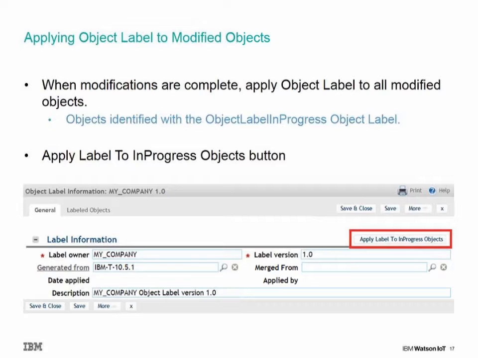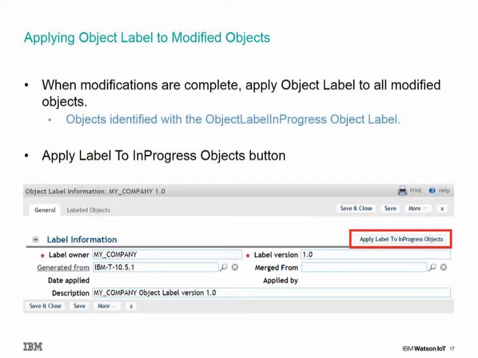Applying object labels to modified objects. When the customer is satisfied with all of their modifications, they can convert all objects with the object label in progress label to their new label. Basically, these are all the objects that they modified that are not yet part of an object label. They'll have the object label in progress label.